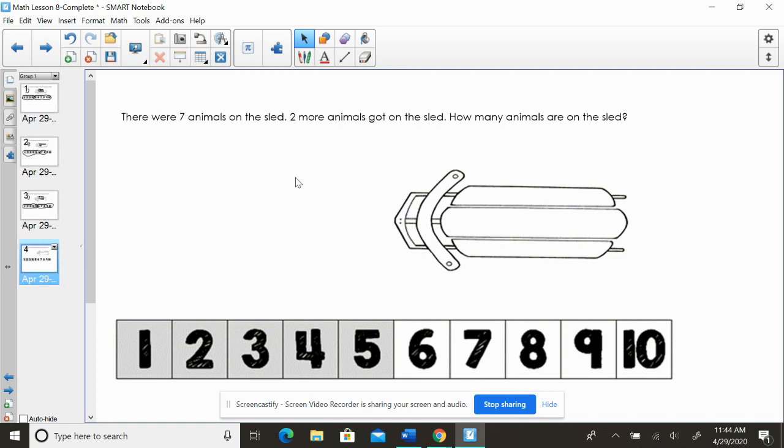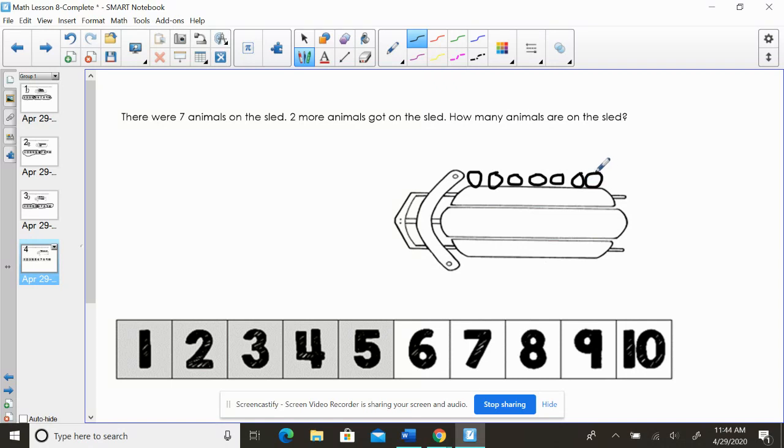All right, boys and girls, Miss Wicks's turn. I'm going to read the problem one more time and then I'm going to solve it 2 ways to show you. And I want you to make sure yours looks just like mine. There were 7 animals on the sled. So I'm going to draw 7 circles. 1, 2, 3, 4, 5, 6, 7.